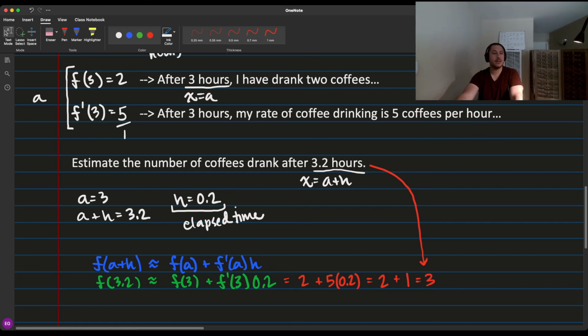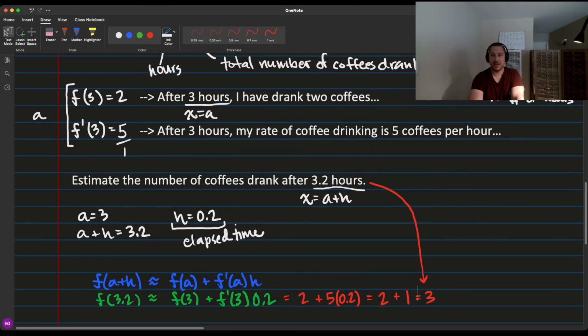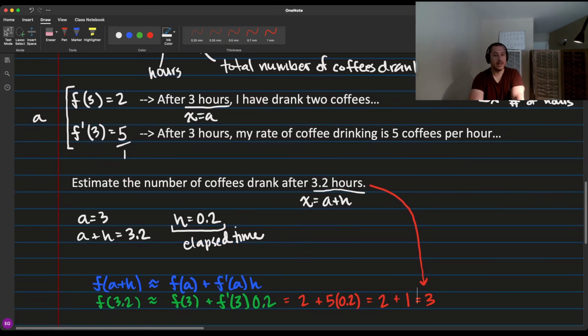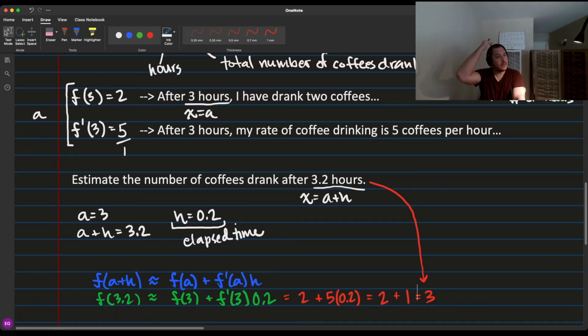I tried to do this with an example that would make physical sense, like the total number of coffees that you have drunk. But they might be all sorts of units or not even have units. The whole point is that you're using this to estimate the value of something. Your goal was to estimate what f of 3.2 was. We estimated it as 3. In this case, that meant 3 coffees drunk.